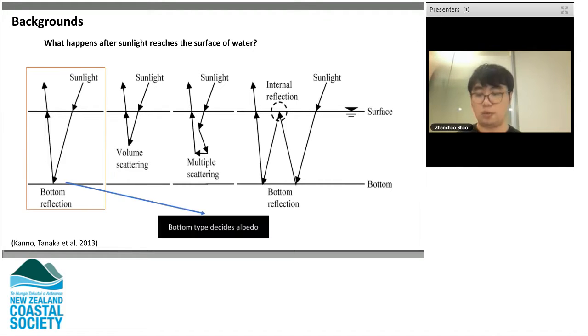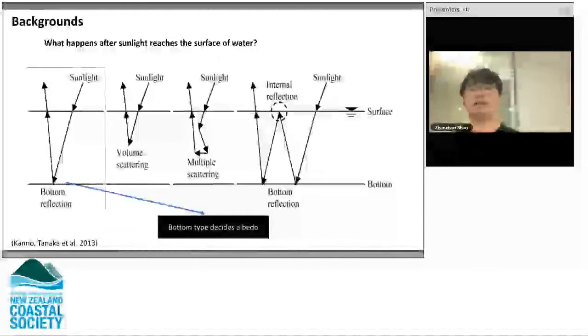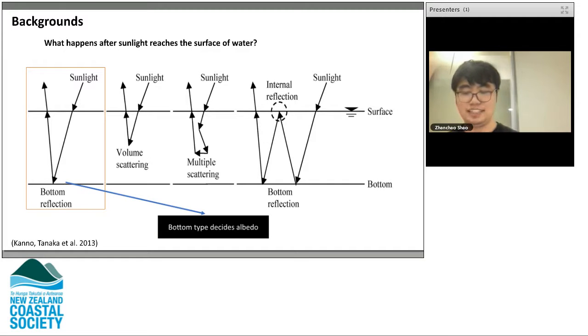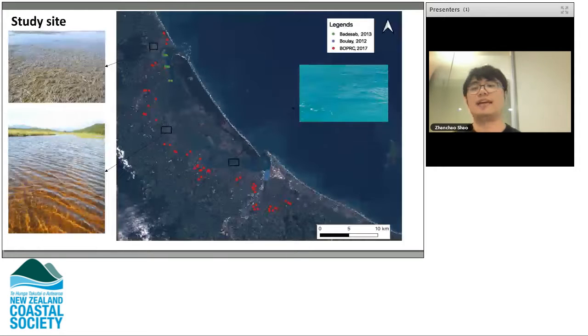But in our study, we mainly focused on the first situation because we know the first situation is the most common phenomenon in the coastal waters. So here, we can see the water bottom type is the dominant factor to affect the reflection because the water bottom type decides the albedo. The bottom type mainly depends on the grain size. So our proposed study site should provide enough particle size information. So we are going to select Tauranga Harbour as our study site.